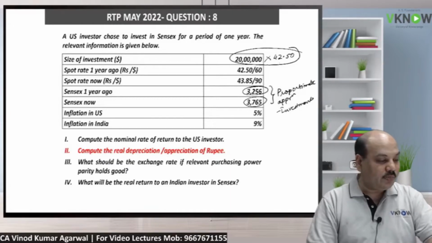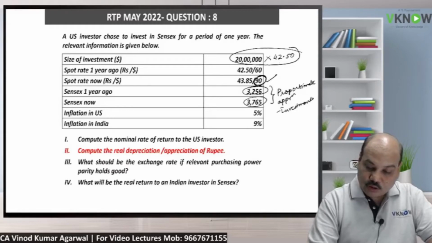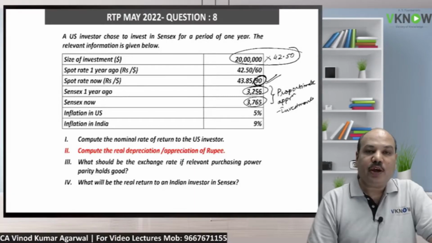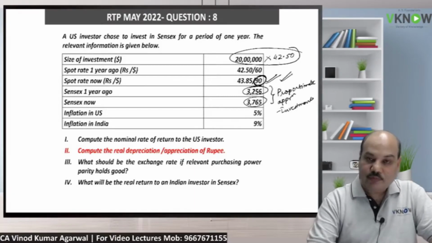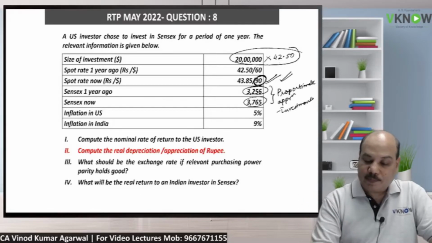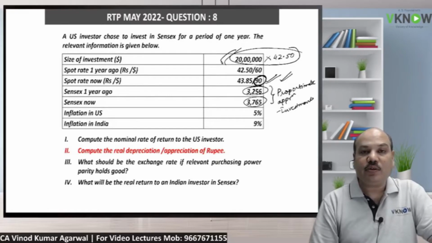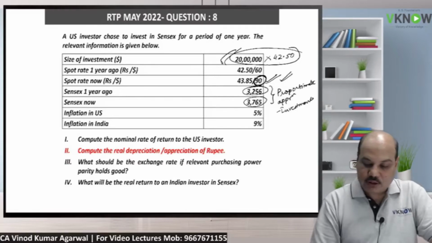So we'll have to convert into dollar now. He will convert rupee into dollar after 1 year. Bank will sell him dollar at this rate. We will be able to calculate what is the amount received in dollar after 1 year. Compare that with initial investment of 20 lakh dollar. The difference divided by 20 lakh is the rate of return earned by the US investor. Very easy school level question.